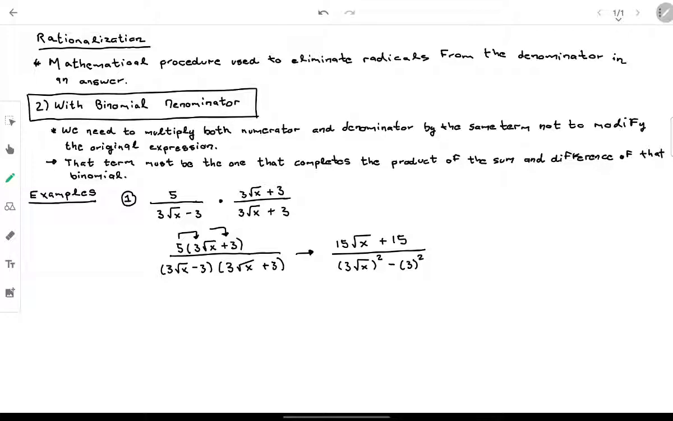So what happens next? On the denominator, 3 squared is going to be 9. If we square the square root, we can eliminate the square root with the power of 2. So it's going to be 9x minus 3 squared, which is also 9. And on the top part, we have 15 the square root of x plus 15. It looks like maybe we have finished, but maybe we can simplify it a little more. Why? The two of them are divisible by 3.